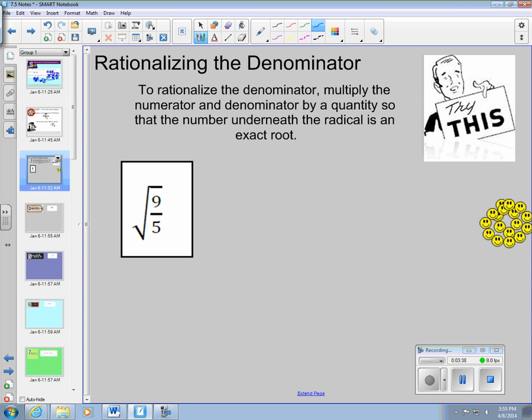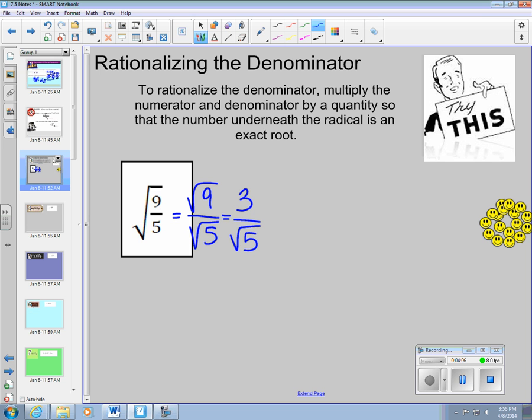So rationalizing the denominator. So to rationalize the denominator, like I said, you need to multiply the numerator and the denominator by a quantity so that the number underneath the radical is an exact root. So we have the square root of 9 over 5. We can rewrite this as the square root of 9 over the square root of 5. We know that the square root of 9 is equal to 3, but we still have the square root of 5 here. So what we want to do is we need to multiply.